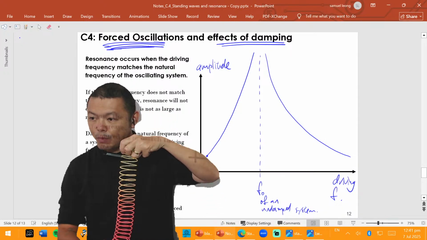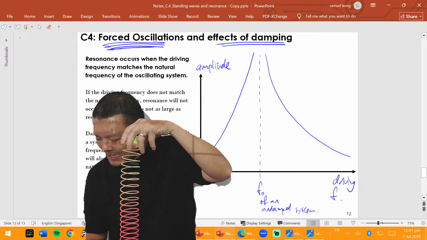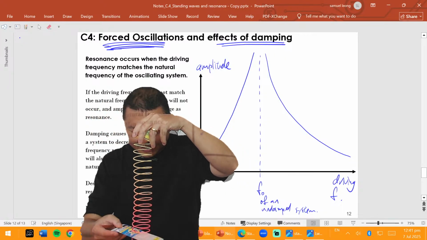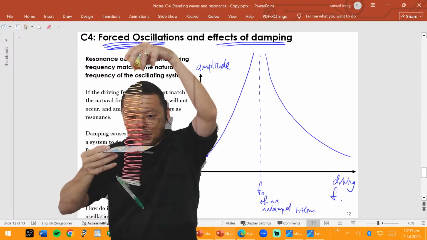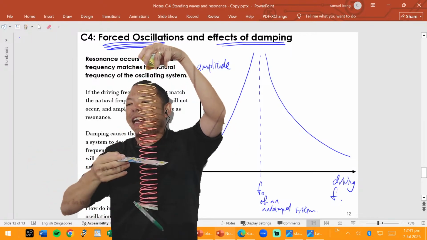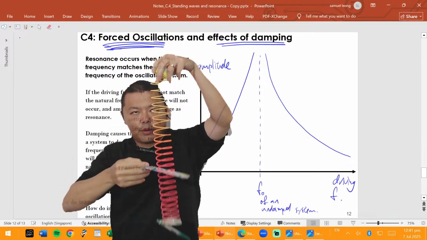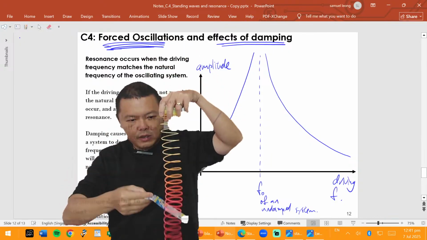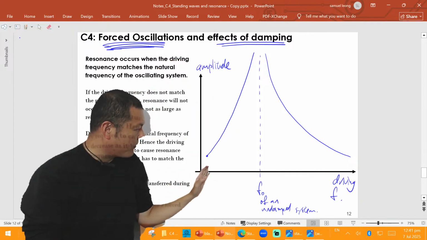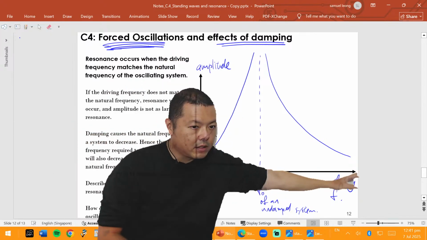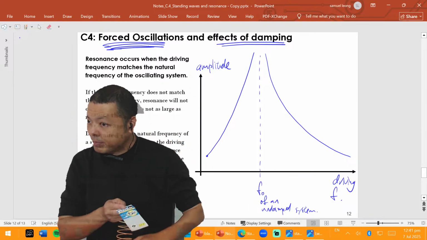Okay, then what happens when you introduce some damping? Let's say you introduce some damping. That means you put an extra piece of paper here like this, and you increase the air resistance that it experiences, right? And you try to change the driving frequency from low to high again with a little bit more damping. You get what I'm saying?